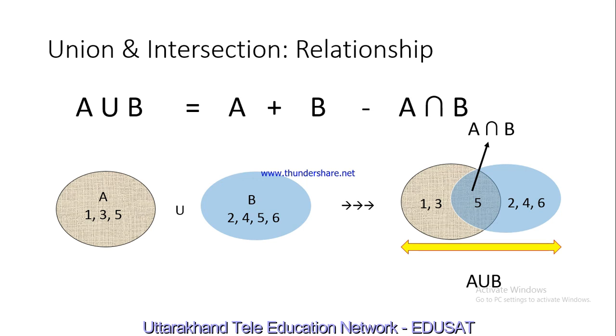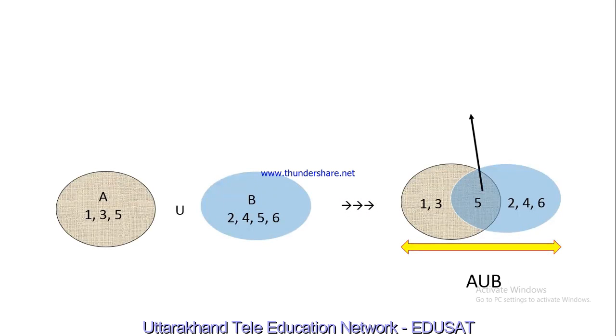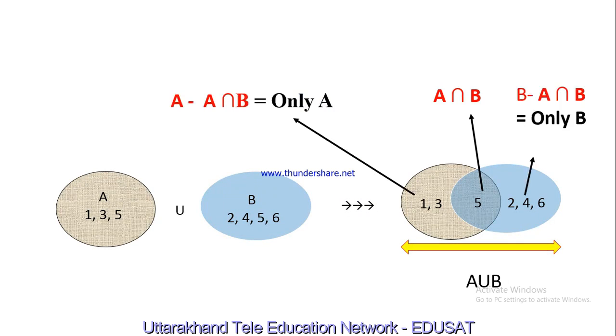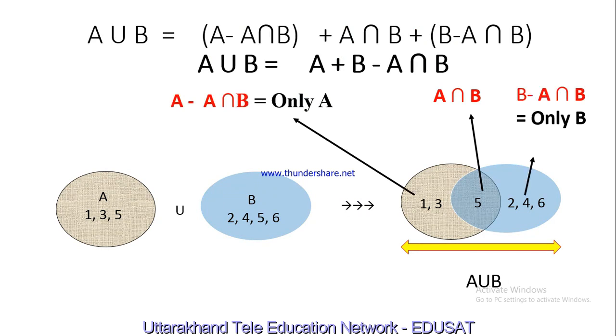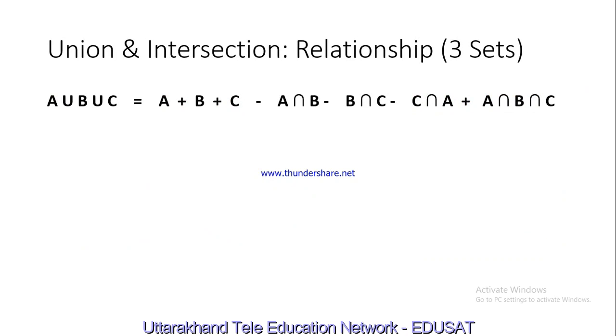And we were able to also understand how this important formula is derived, which gives us the relationship between the union and the intersection of two sets. This relationship has been shown here in bold letters, and in the second line, A union B is equal to A plus B minus A intersection B.